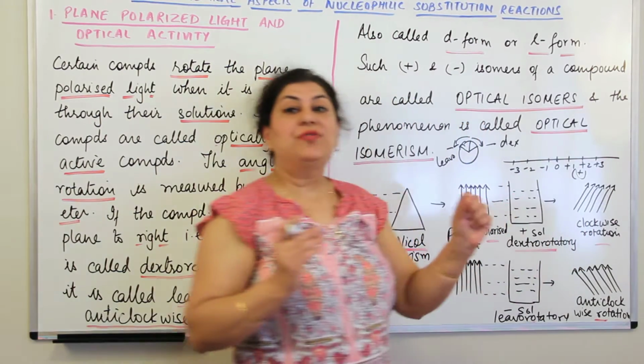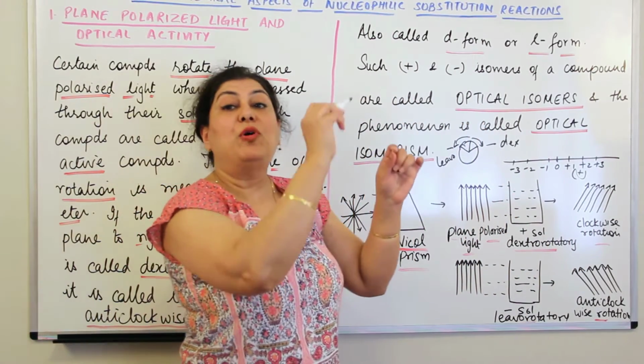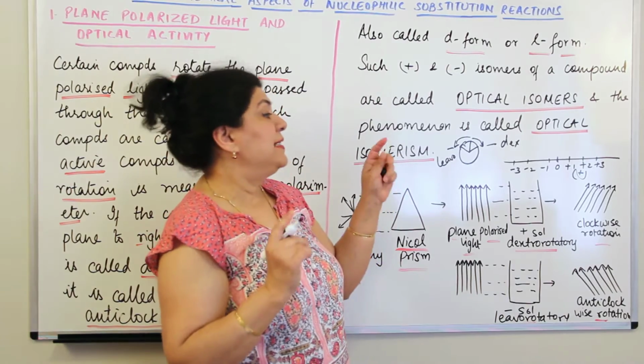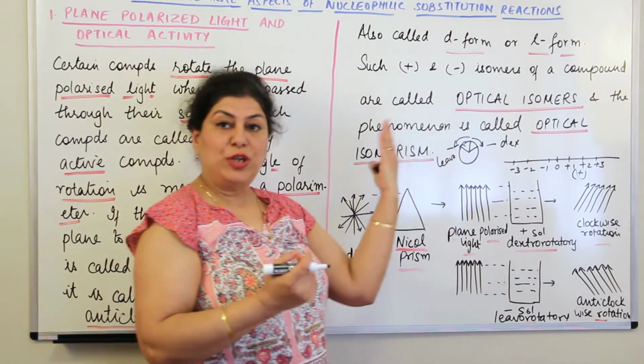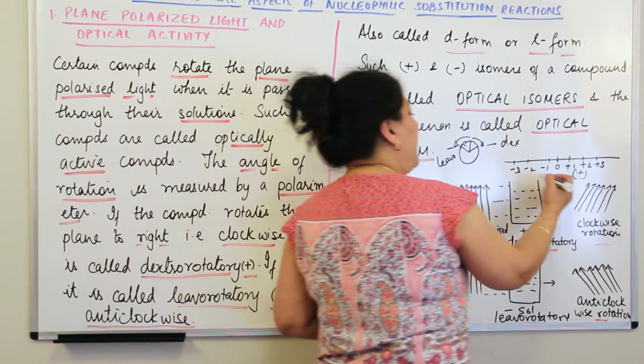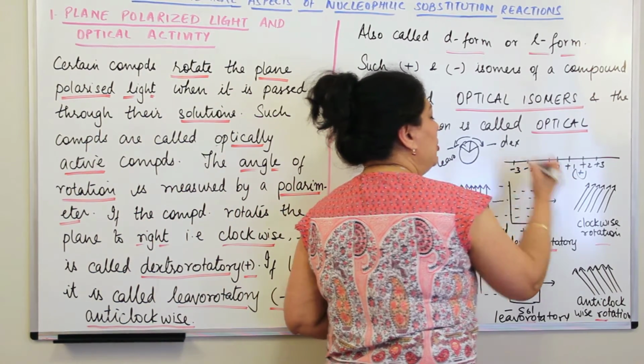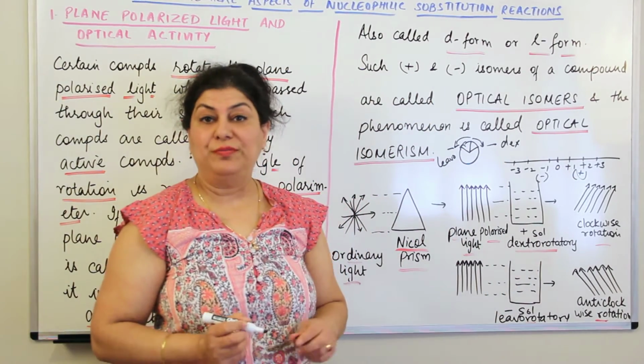So dextrorotatory compounds are also shown by positive notation. We say that it is positive. If it is moving towards the left, on a scale, negative values are towards the left. So if a compound is levorotatory, we also give it a sign of negative.